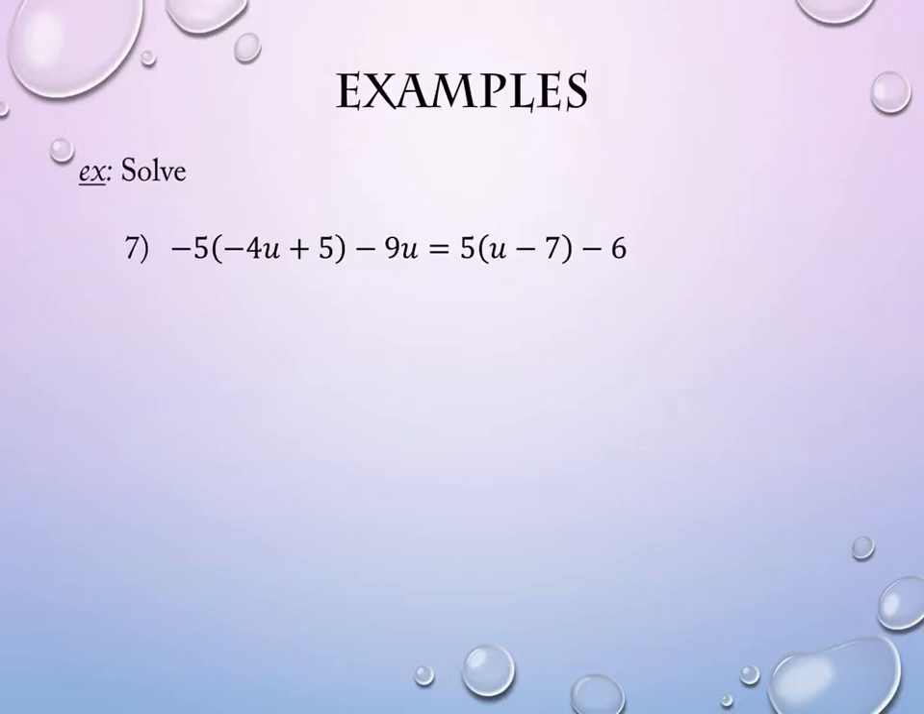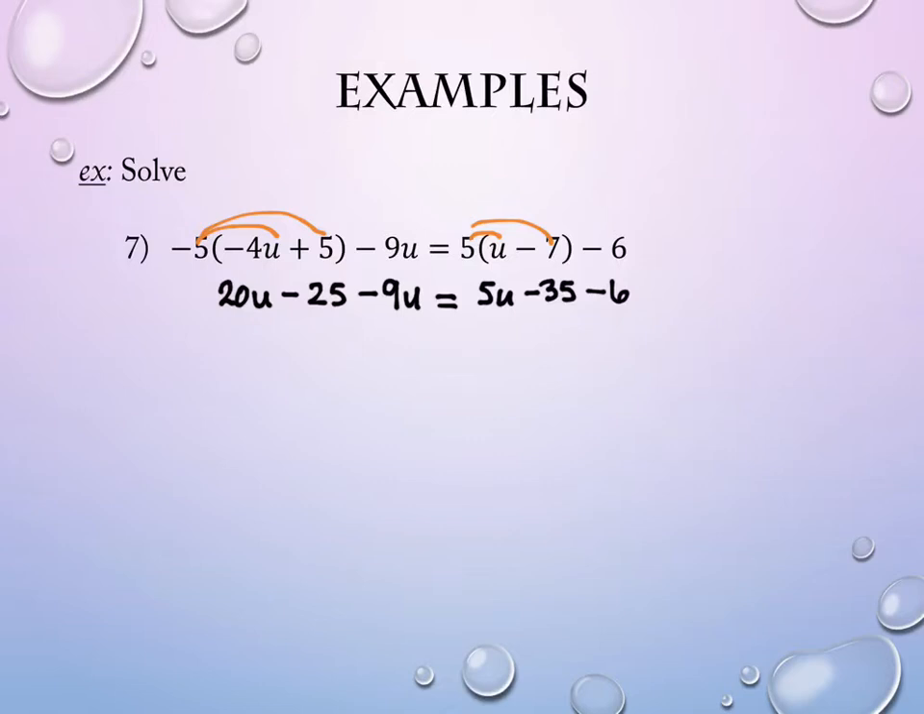Okay, what do we notice on number 7? There are 2 distributions. Very good. So I have this piece and I have this piece. So we have lots of pieces here. I have negative 5 times negative 4u, 20u, and then negative 5 times 5, negative 25. I still have the minus 9u. Don't forget the pieces that are there and not being used right at the same time. 5 times u is 5u, and then I have 5 times negative 7, negative 35, and minus my 6.